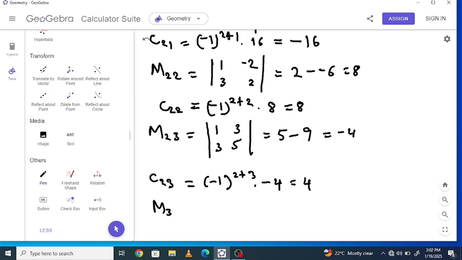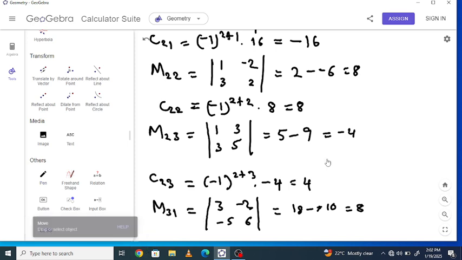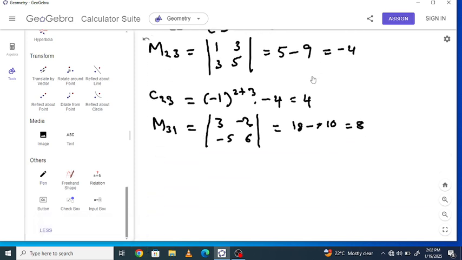We have M31, deleting row 3, column 1, it gives us 3, negative 2, negative 5, 6, and our determinant will be 18 minus 10, that gives us 8, and our 8 is positive, but we need to get our cofactor. Continuing in the same process, we will have C31, which is negative 1 raised to power 3 plus 1 times 8 gives us 8.